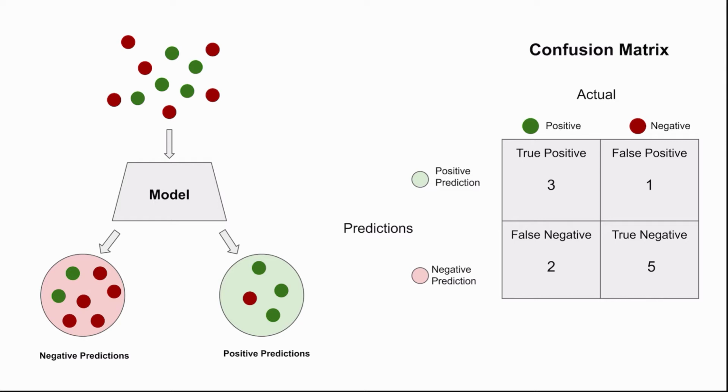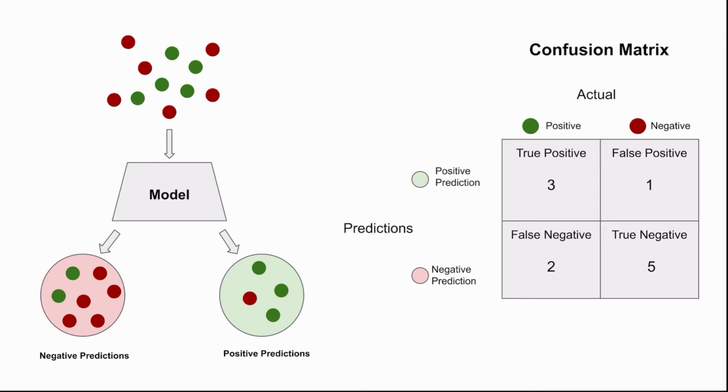Where we made a positive prediction and the data point was actually positive, this is what's called a true positive. And when our model makes a negative prediction and the actual data point is negative, this is known as a true negative. If we get the positive prediction wrong, this is known as a false positive, and if we get the negative prediction wrong, this is known as a false negative.